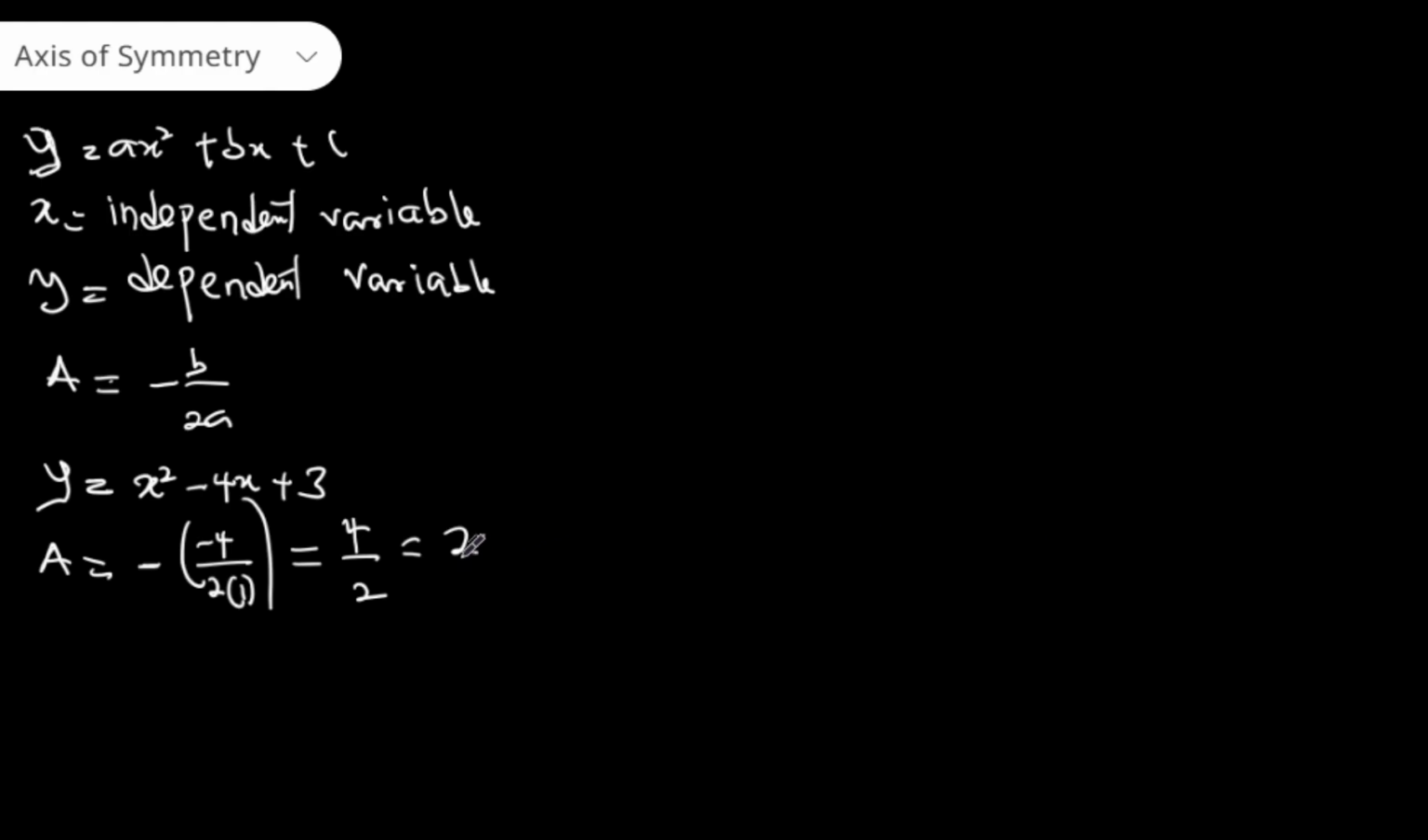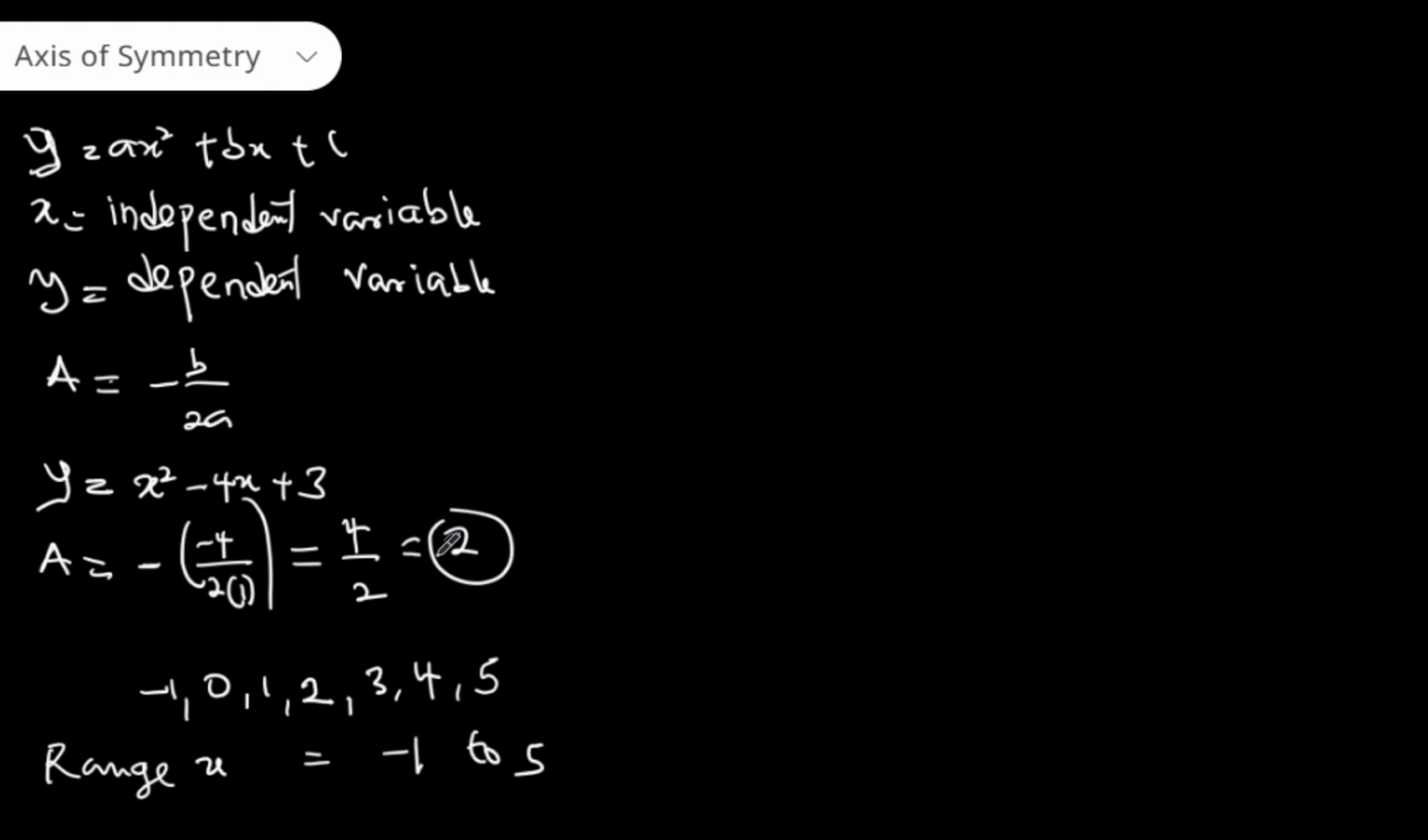So 3 values to the left of 2 will be minus 1, 0, 1. Then, of course, the center point value, which is the axis of symmetry, is 2. Then we also take 3 values to the right of 2, that is 3, 4, and 5. So it means that our range for x will be minus 1 to 5. How did I get my range? Guided by the what? Axis of symmetry.